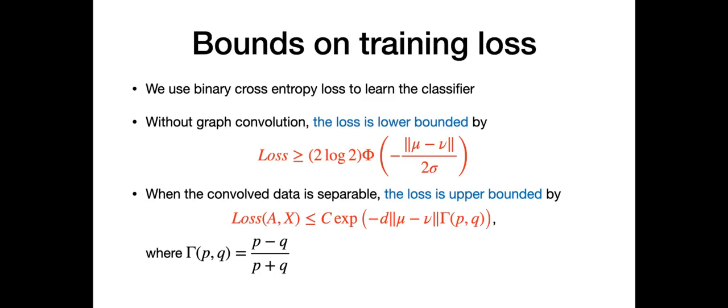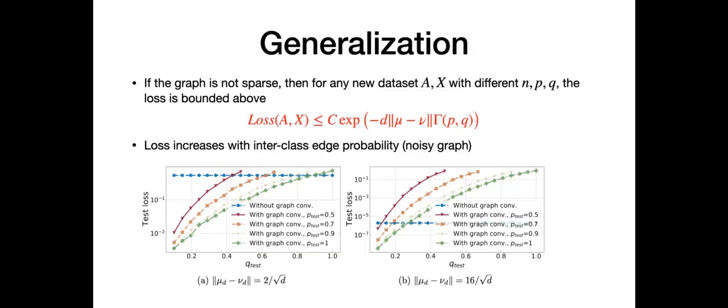To complete this argument, we also prove bounds on the training loss. When there's no graph and the distance between the means is below the said threshold, the loss is lower bounded by a constant that depends on the distance parameter k. While in the case where the convolved data is separable, the loss is upper bounded by a function that decays exponentially with the dimension and the distance between the means.